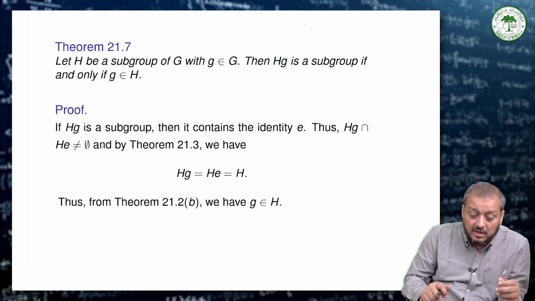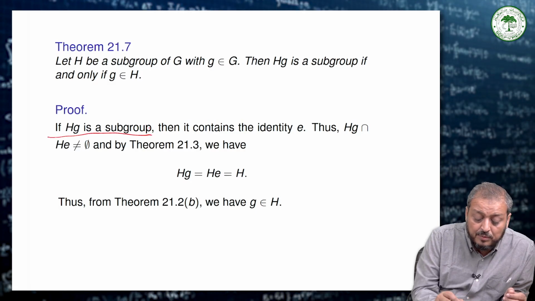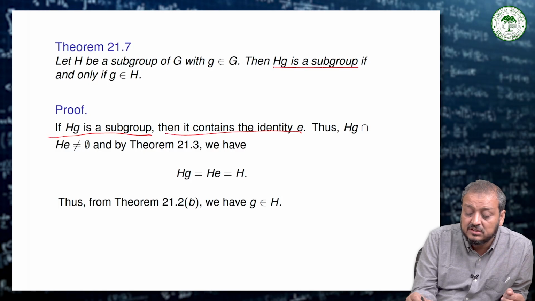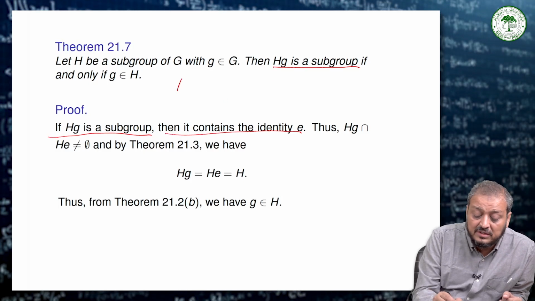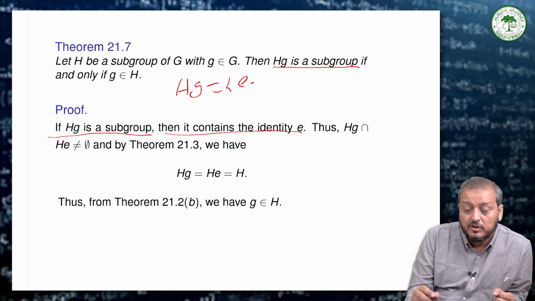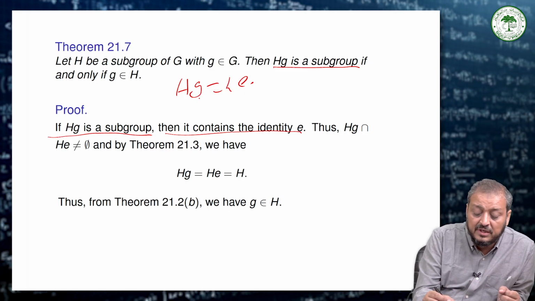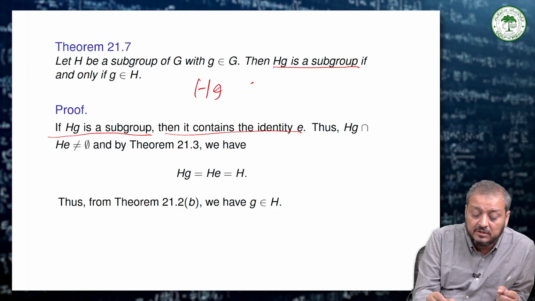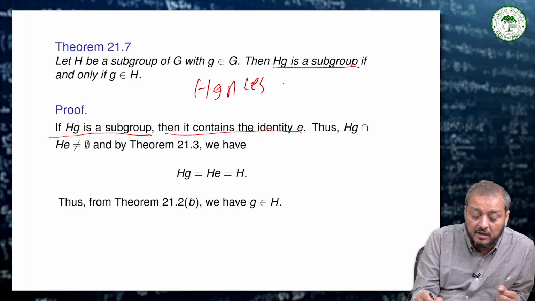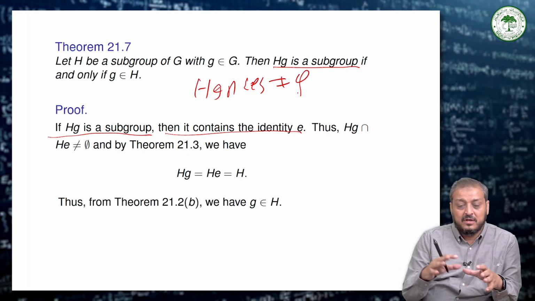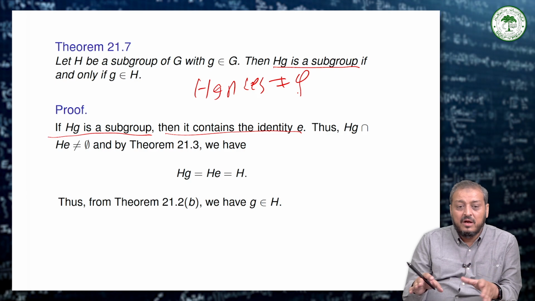So we start: if Hg is a subgroup, then it contains an identity element. If we have to show that Hg is a subgroup, then clearly at least one identity element is there. So we have to show that the intersection of Hg with this identity is clearly non-empty.